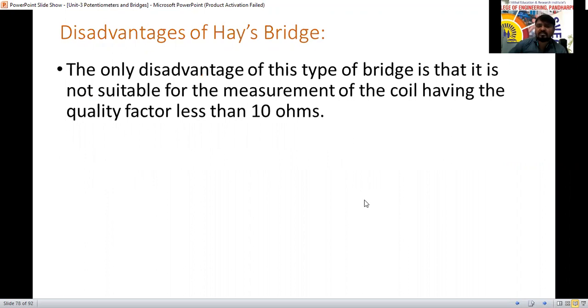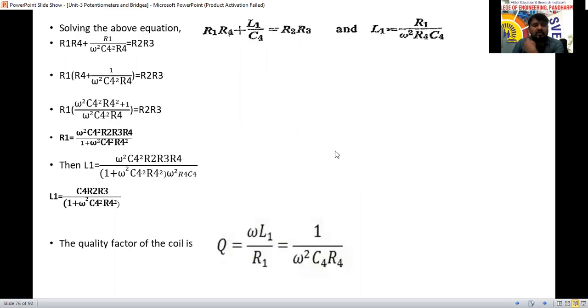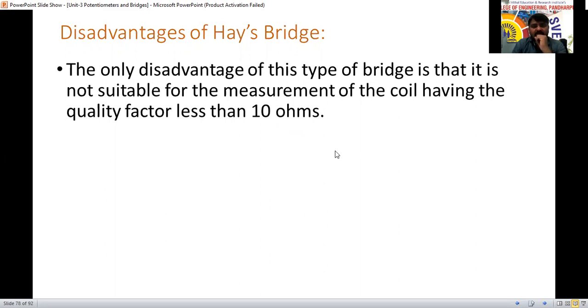The only disadvantage of this type of bridge is that it is not suitable for the measurement of coils having quality factor less than 10. If the quality factor is less than 10, then it is not applicable; for quality factor more than 10 only it is applicable. They have considered ohm here, but the quality factor does not have any units, so don't consider that. Next, those were the advantages and disadvantages of the Hay bridge. We discussed this derivation yesterday.